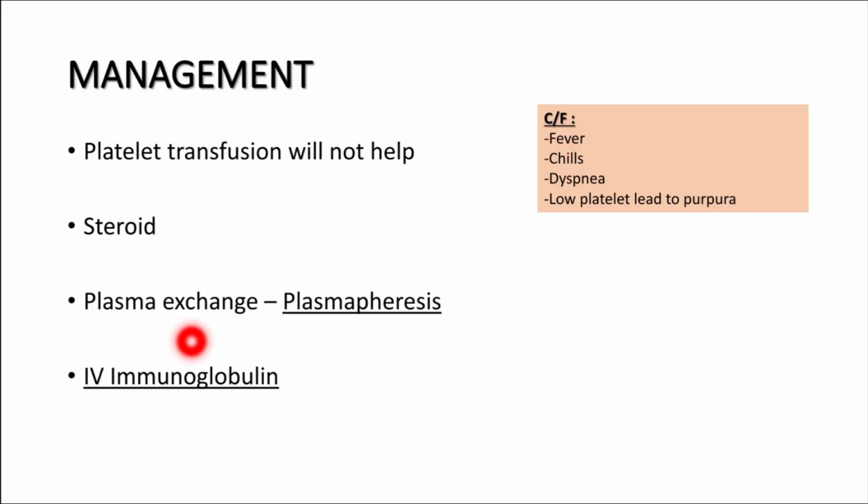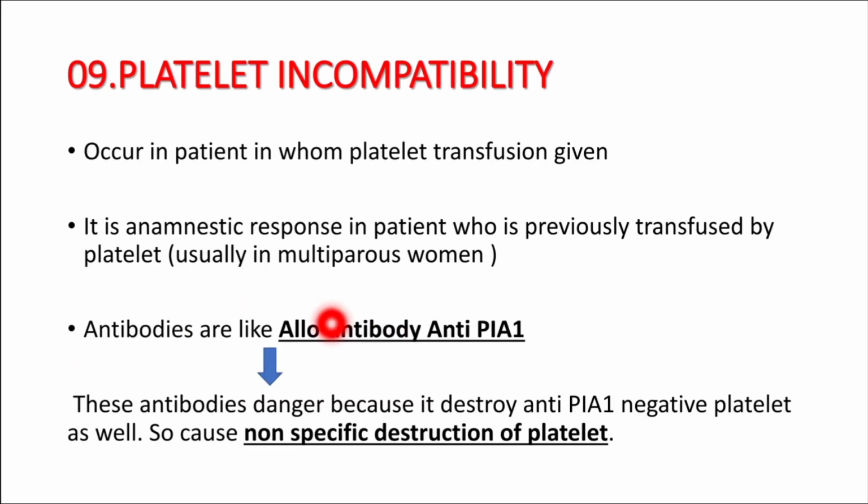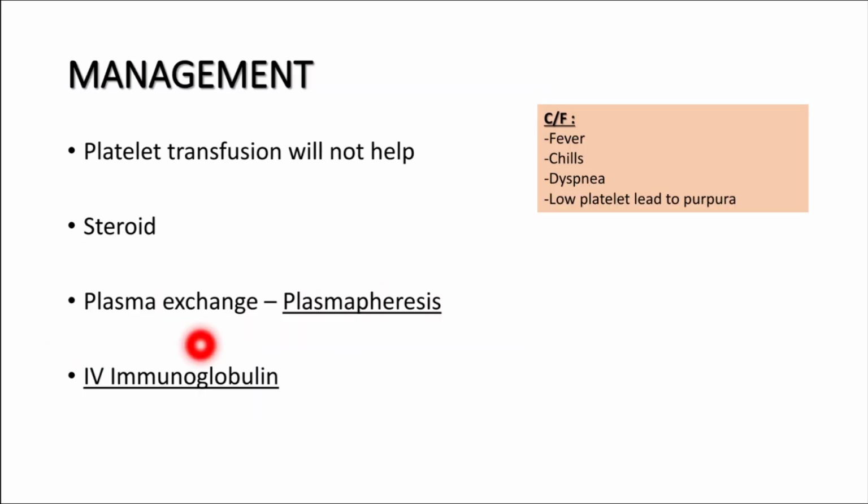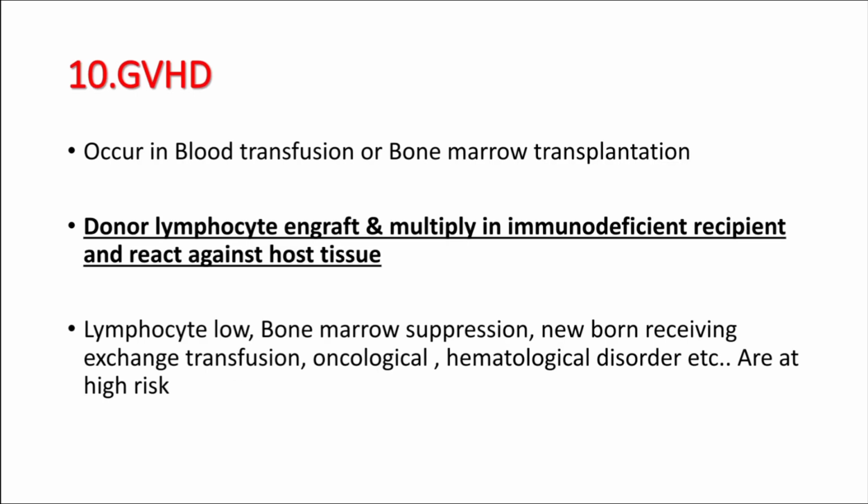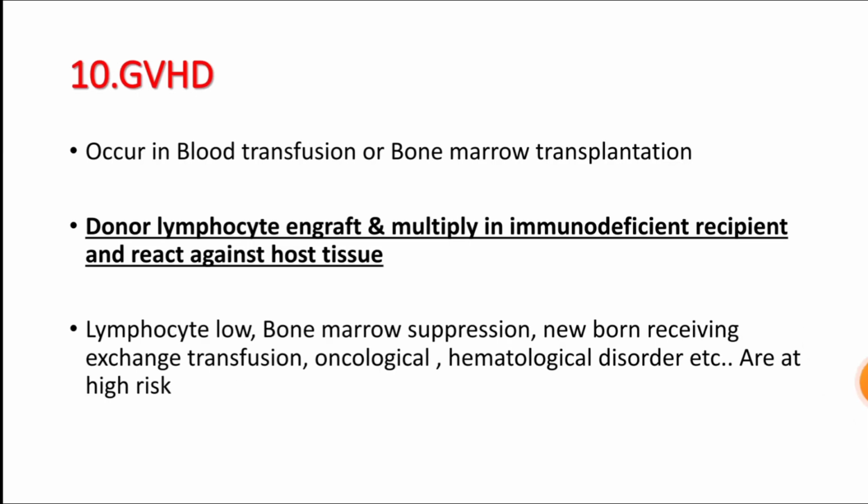Or you can give immunoglobulin intravenously to neutralize this antibody. So IV immunoglobulin also can be given. These two are the main mode of management: plasmapheresis and IV immunoglobulin. All right. Now the 10th adverse transfusion reaction is graft versus host disease.